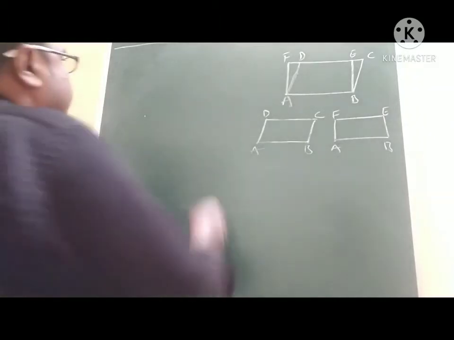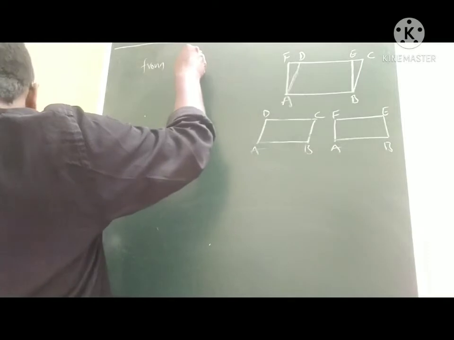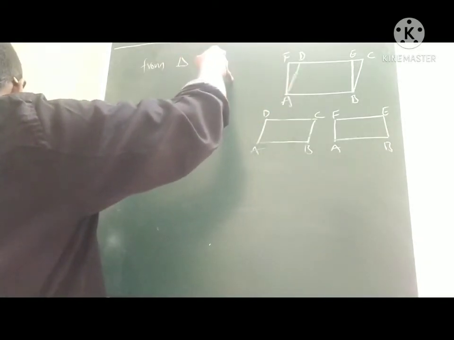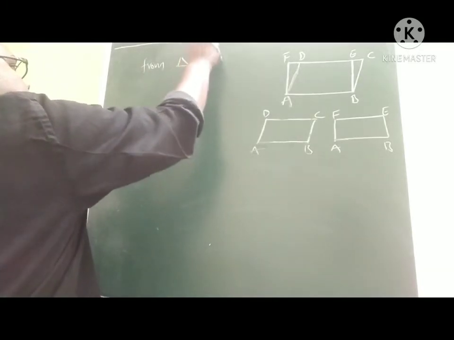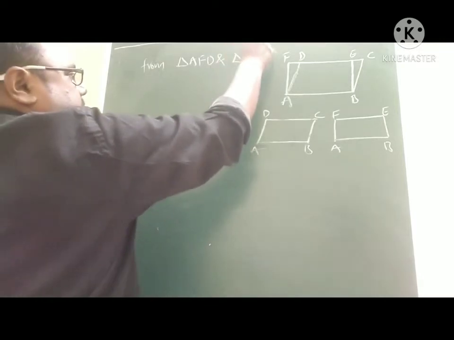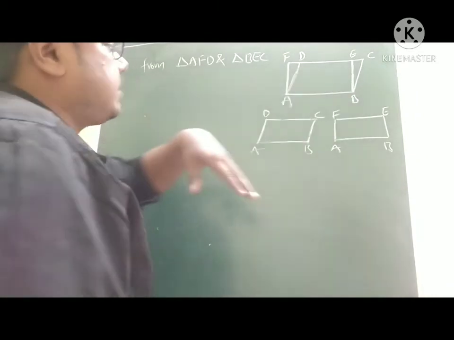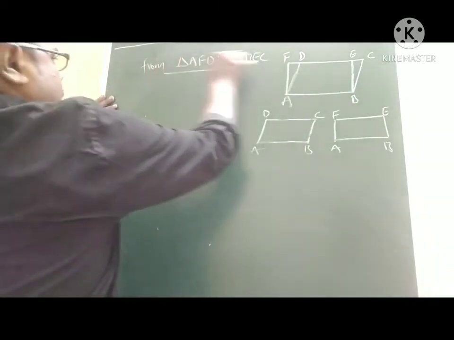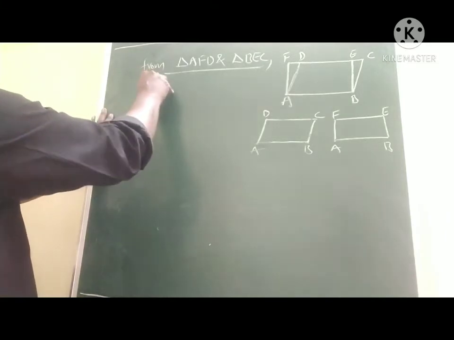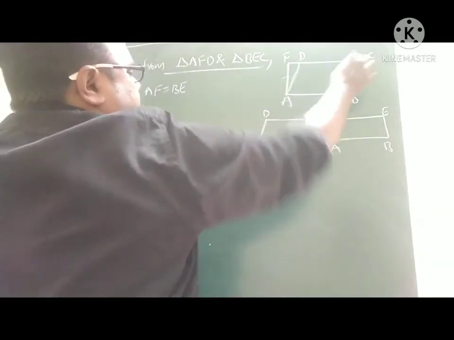So see, what are the two triangles we need to prove? Those two triangles only I am going to consider here. From triangle AFD and triangle BEC, I have considered those two triangles, and from those two triangles here what I am going to write is that AF is equal to BE.